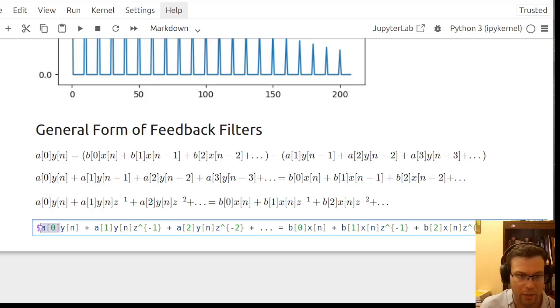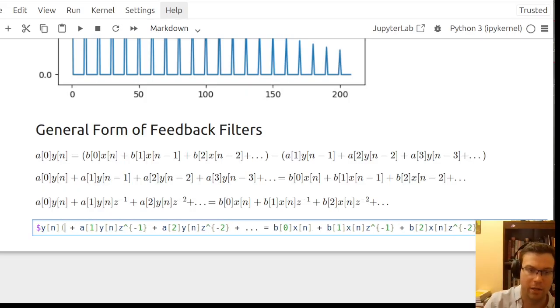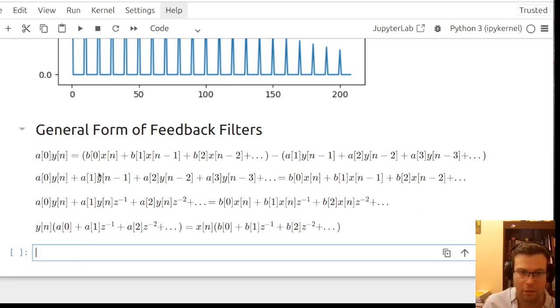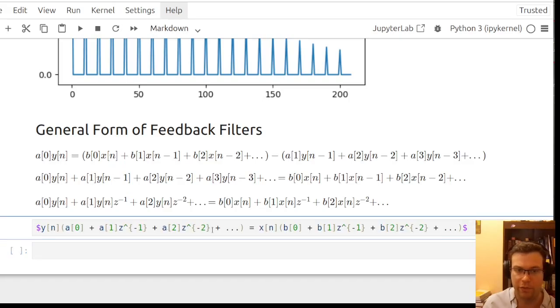So what we'll get here is, okay, this is going to be yn times a0 plus a1 z to the negative 1 plus a2 z to the negative 2, so on and so forth, is equal to xn times b0 plus b1 z to the negative 1 plus b2 z to the negative 2, so on and so forth. And now we have a clear path for solving for yn in terms of xn. So we're going to make what we call the transfer function, which tells us, okay, when I give you an input phasor xn, what do I expect from the output phasor yn?